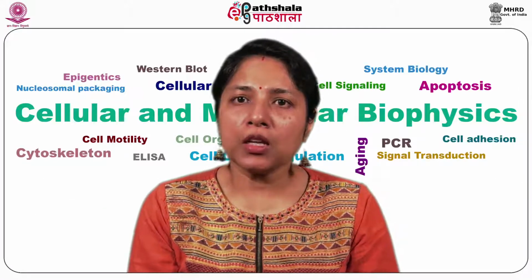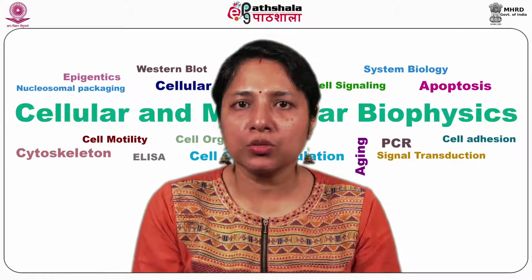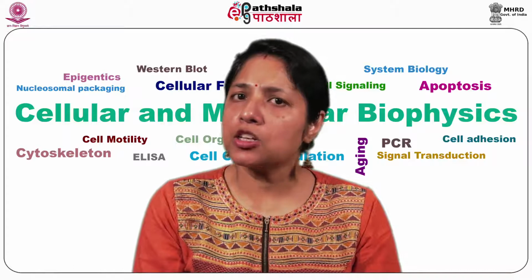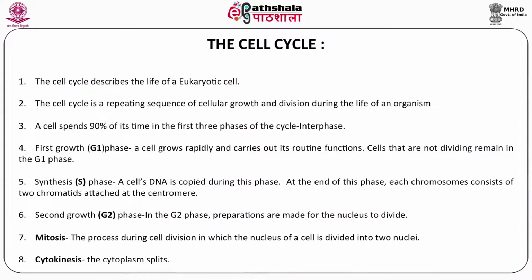Number 4, the cell growth. In the G1 phase, a cell grows rapidly and carries out its routine functions. Cells that are not dividing remain in the G1 phase. Now, synthesis takes place in the S phase, where the DNA is copied. At the end of this phase, each chromosome consists of two chromatids attached at the centromere.